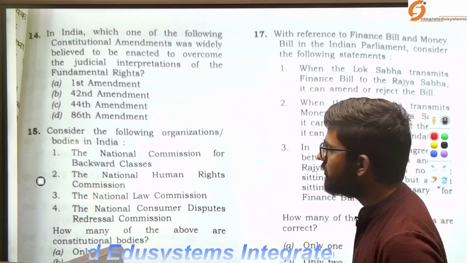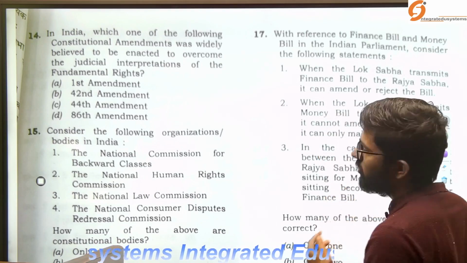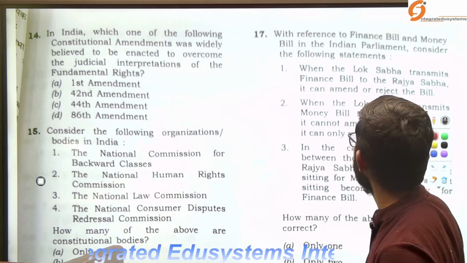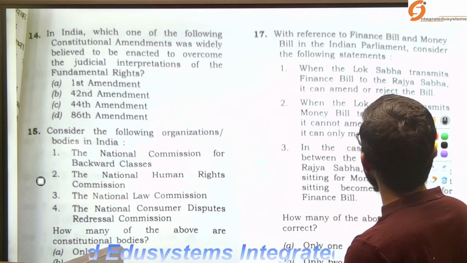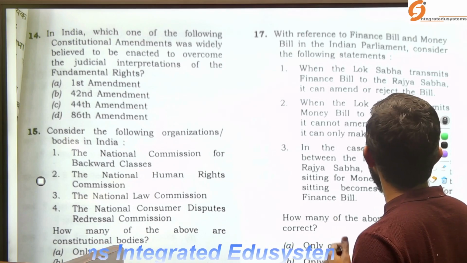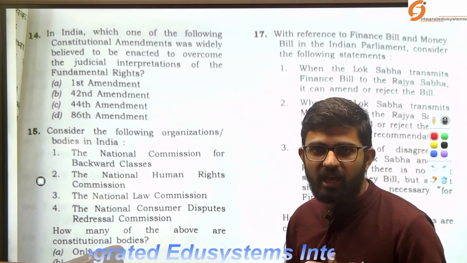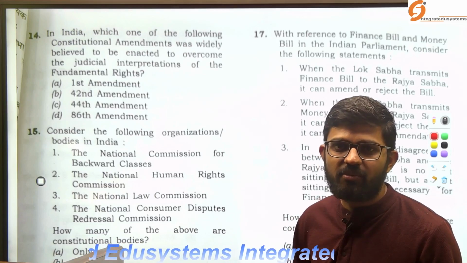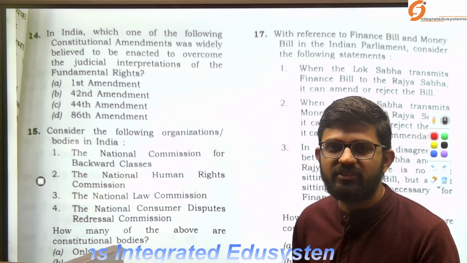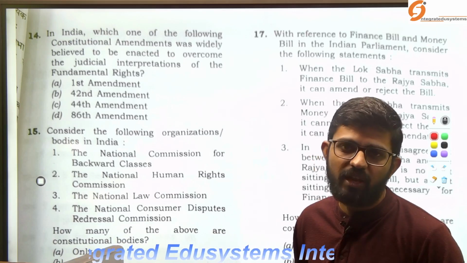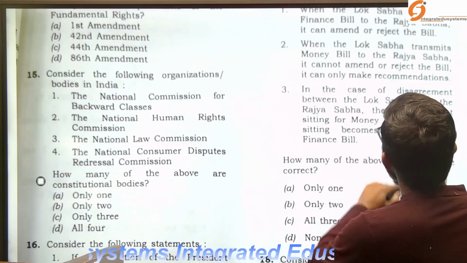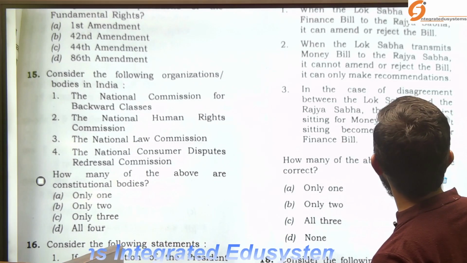Right statement. Second, because money bill and finance bill have different constitutional provisions. When the Lok Sabha transmits a money bill to the Rajya Sabha, it cannot amend or reject it. It can only make recommendations. As we all study, Rajya Sabha has 14 days. And if it doesn't recommend within the 14 days, it is considered as passed by both houses of the Parliament.